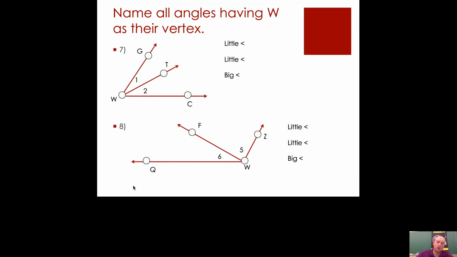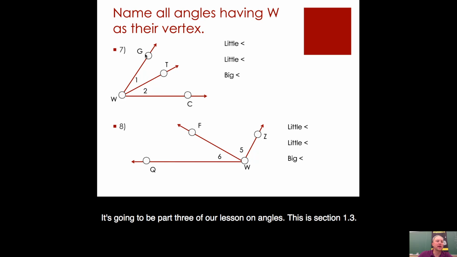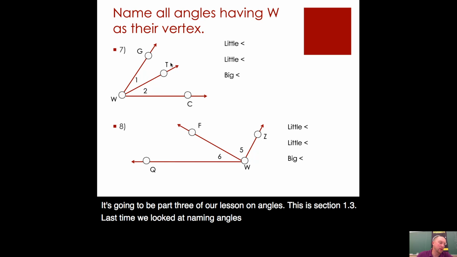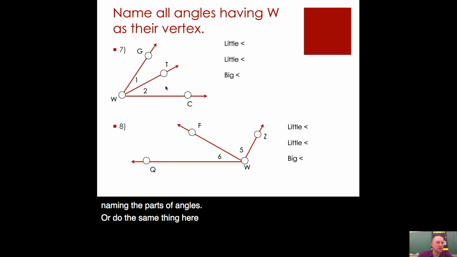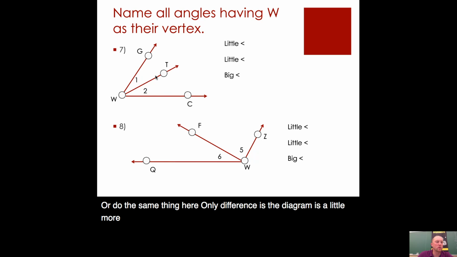This is going to be part 3 of our lesson on angles. This is section 1.3. Last time we looked at naming angles and how we would do it and naming the parts of angles. We're going to do the same thing here. The only difference is the diagram is a little more complicated. We have an extra ray in the diagram. And notice what that does.